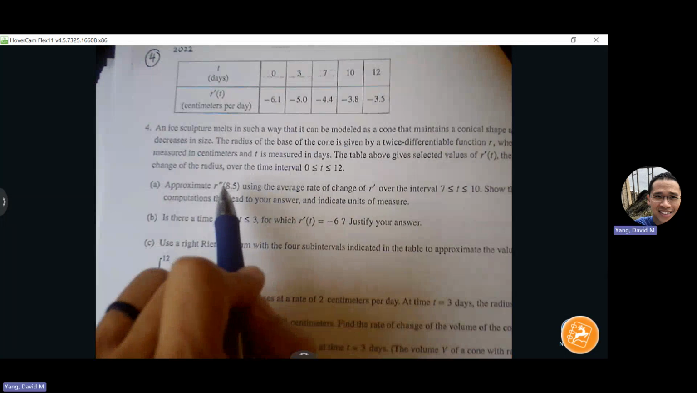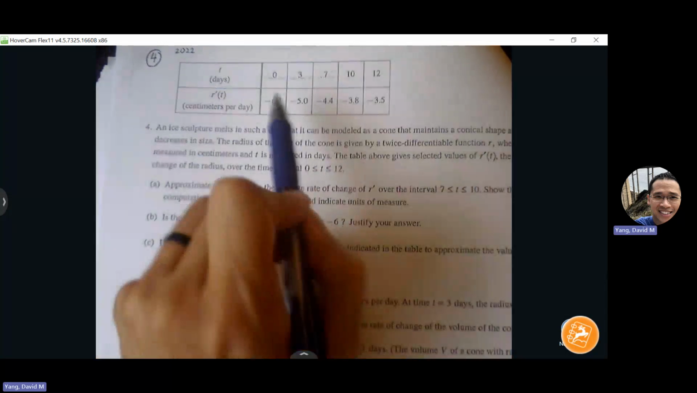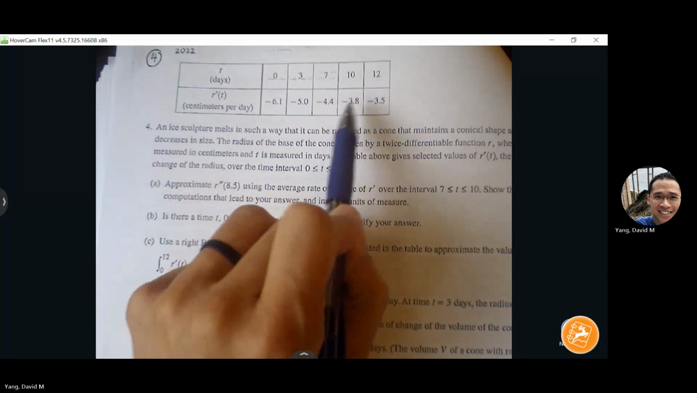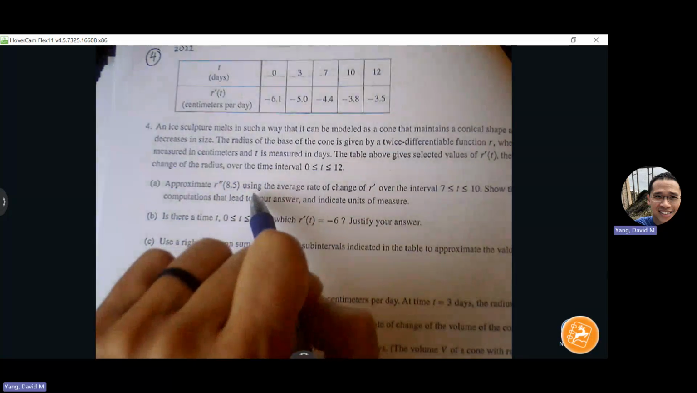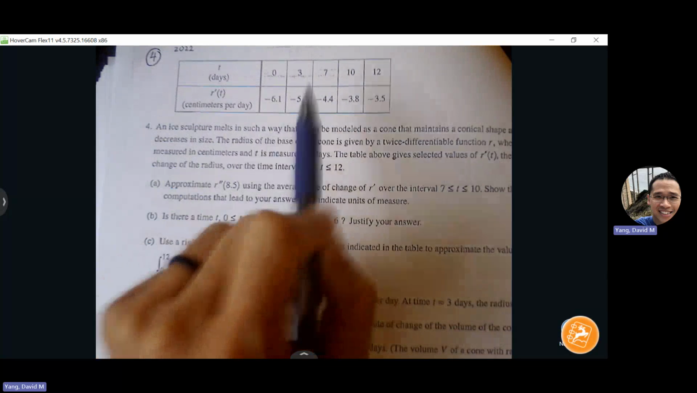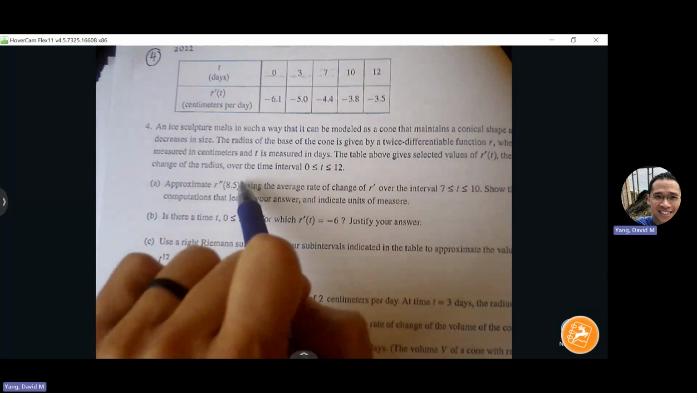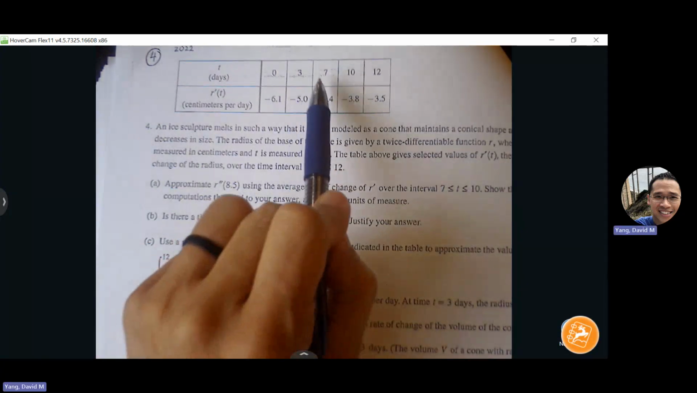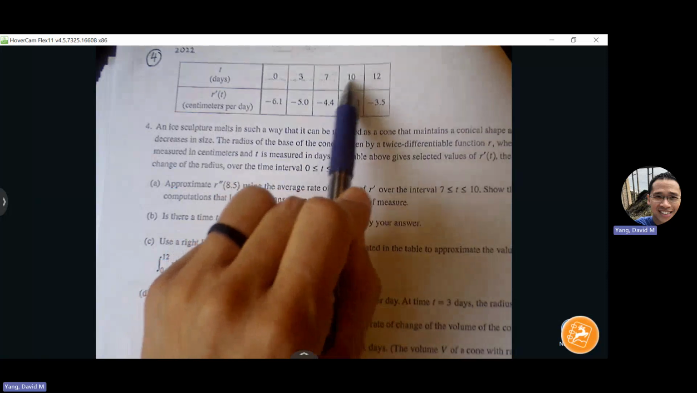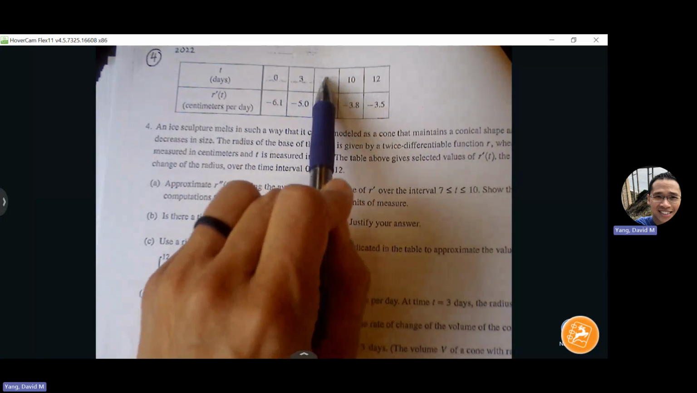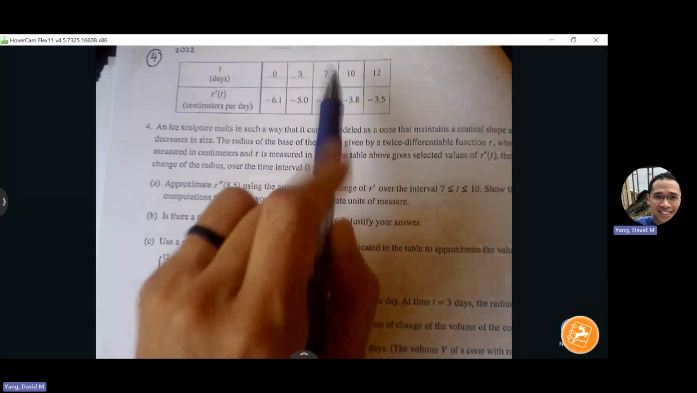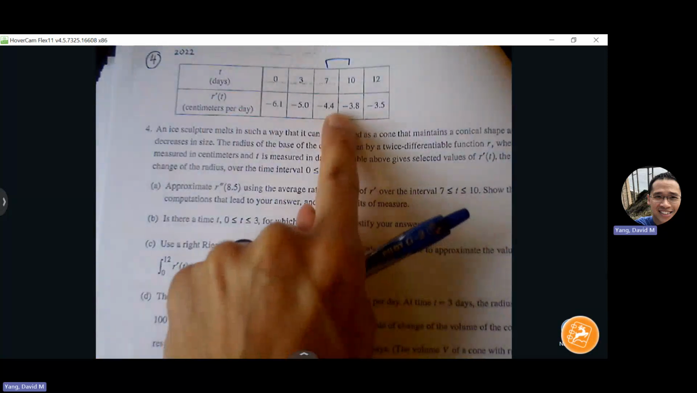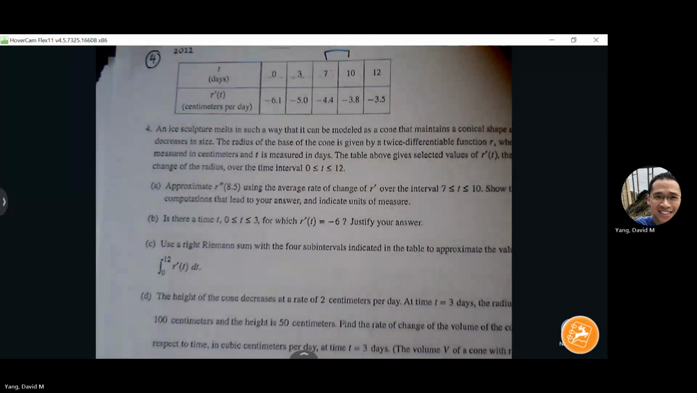So here it says approximate R double prime of 8.5. So it's basically asking for the rate of change. What's the rate of change of the decrease? So we can just use slope, right? So slope, we want to find the rate of change on the 8.5th day, and the best we can do is choose the closest to 8.5, which is 7 and 10. So we just do slope. We just do change in R prime divided by the change in time.